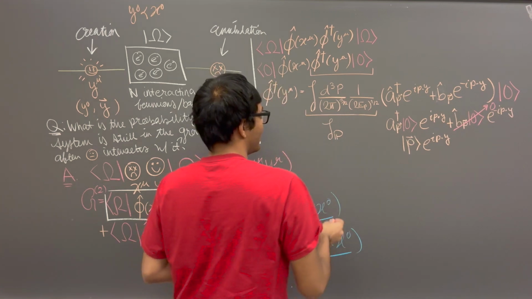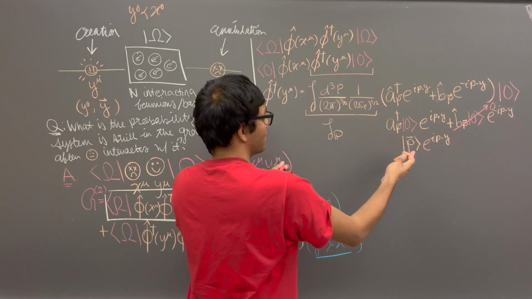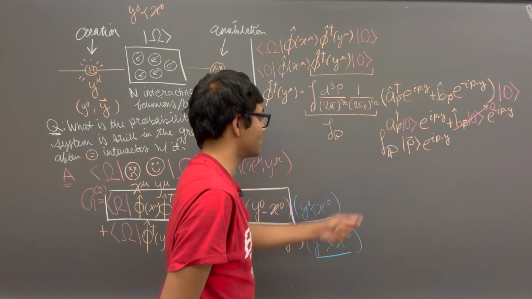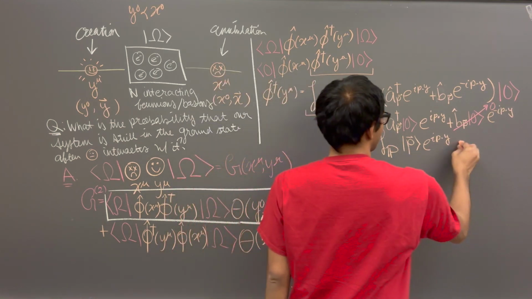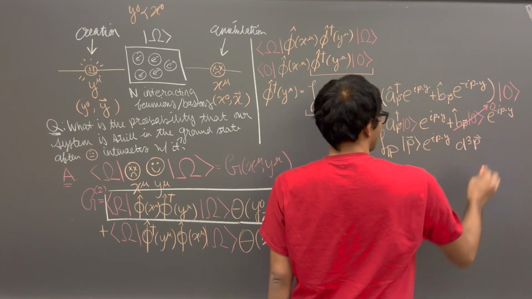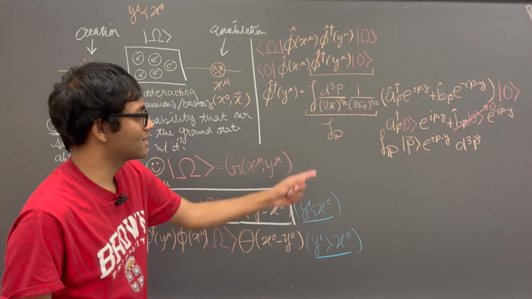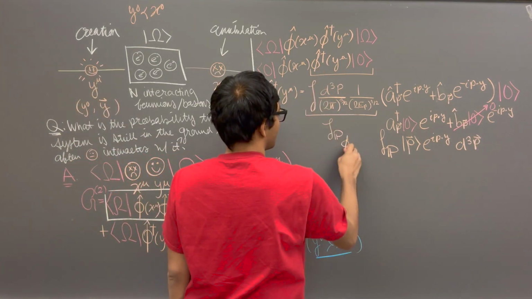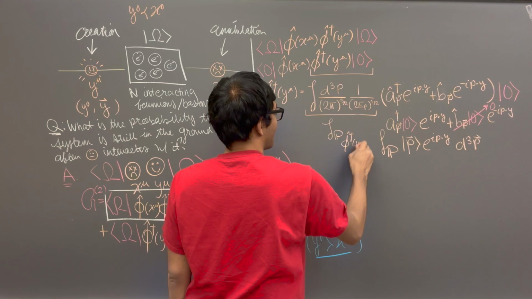And so we're left with a rather simple looking integral. This is the integral measure, and I've got d cubed p right here. Very good. So this is what our integral is for phi, our creation scalar field operator acting on ket 0.